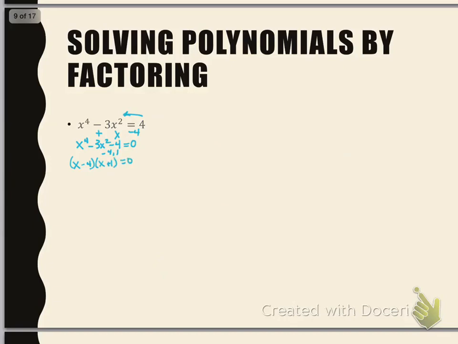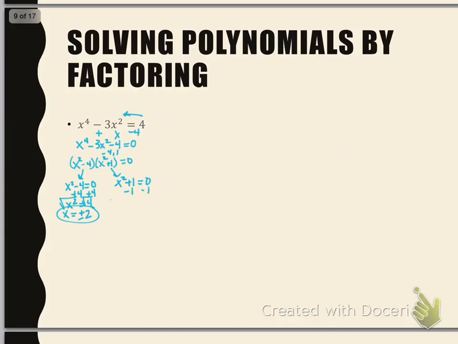But the problem is I have an x to the 4th, so we need to add squareds to these. And now, since it's completely factored, we've got to do ZPP. So I'm going to set this equal to 0, and this equal to 0, and we're going to solve them. So this one I need to add 4. The opposite of squaring is square rooting, so we're going to square root. The square root of 4 is plus or minus 2. Remember, when you're solving with square rooting, you have to include the positive side and negative side.